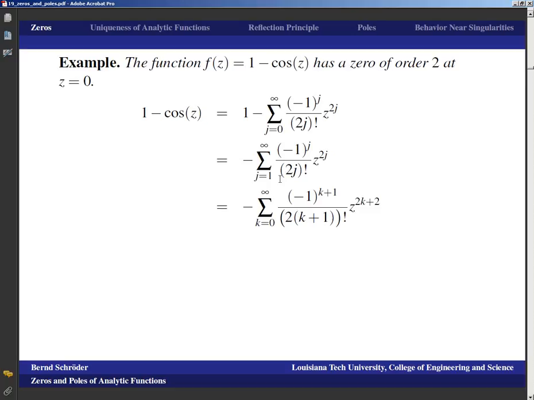And if j is equal to k plus 1, when j is equal to 1, then k plus 1 equals 1 gives us k equals 0, so we get a regular analytic function here. But now I can pull out this extra z squared, and I do so. So this is z squared times negative sum k equals 0 to infinity, negative 1 to the k plus 1 over 2 quantity k plus 1 quantity factorial times z to the 2k, and that's what it means to have a 0 of order 2.